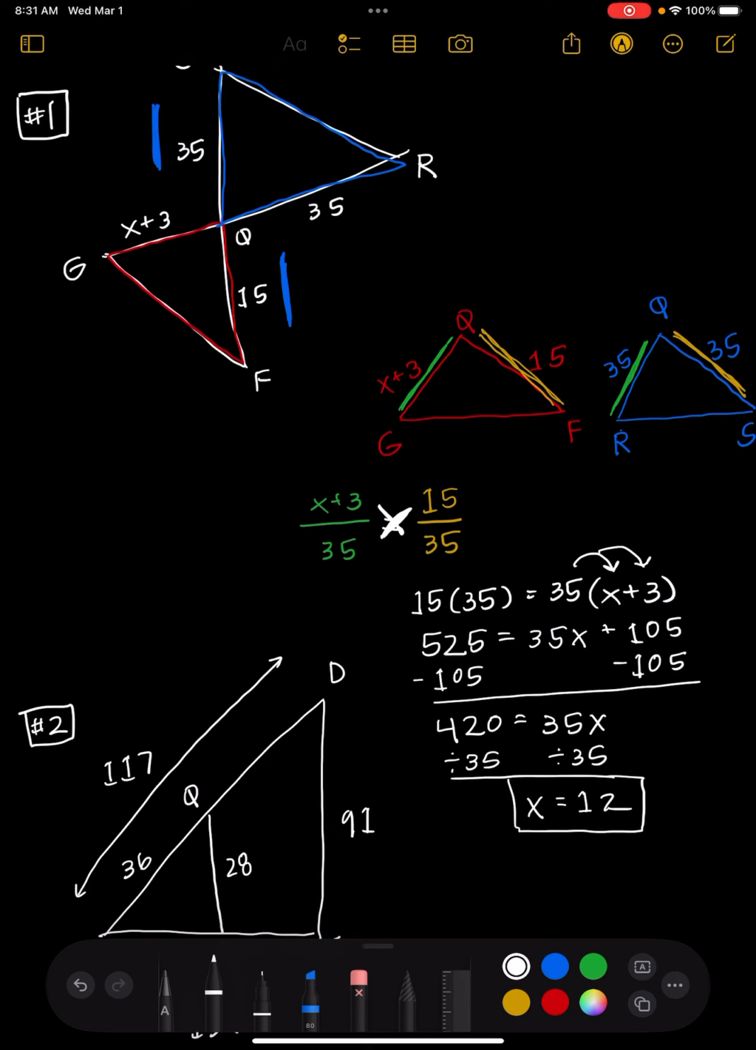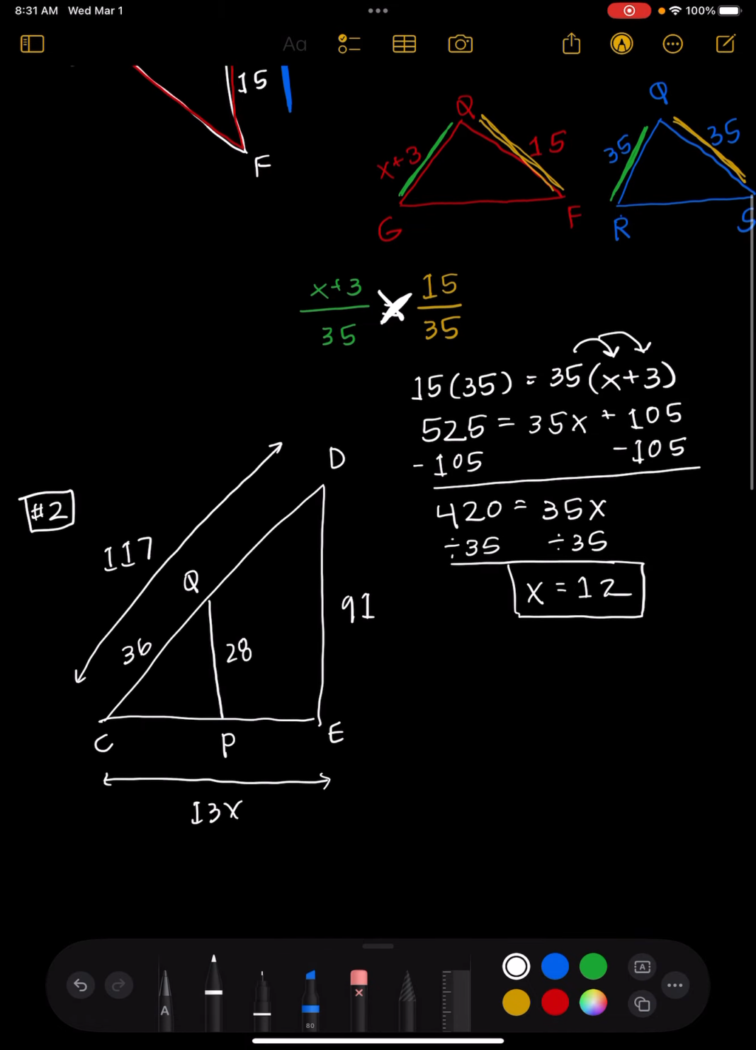That's our answer. All of this stuff we've actually done before in previous self-checks. It's just now they're slightly different shaped, or they're set up in a little bit of a different way. So the whole cross multiplication thing and setting up the fractions should be easy for you. It's just setting up the triangles that's new.